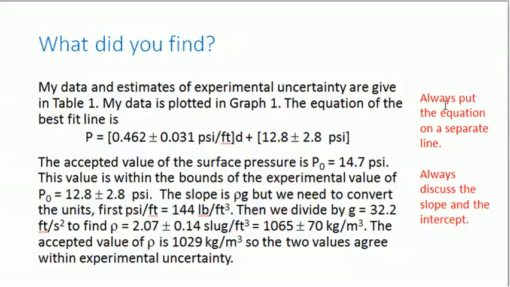Just a couple of notes here. Always make sure the equation stands out. You put it on a separate line so it stands out nicely. You should always discuss the slope and the intercept. Often the intercept is 0. You say, if you expect it to be 0, is it 0 within experimental uncertainty? You must do that. Okay, so what we do next is we discuss how good a job we did.